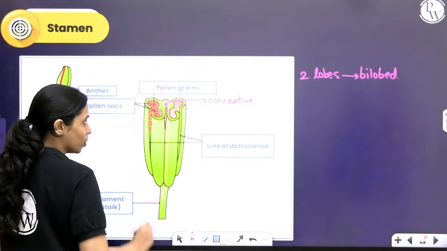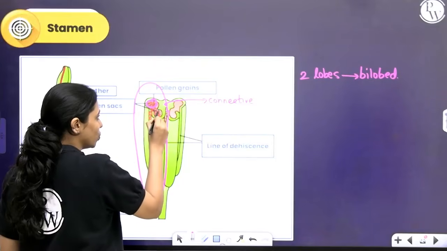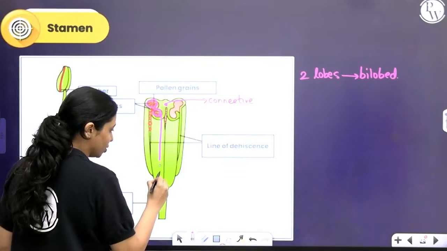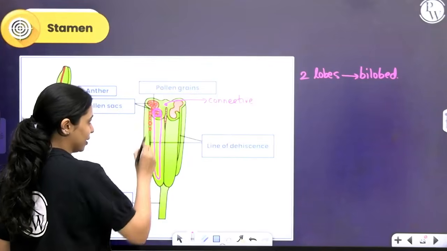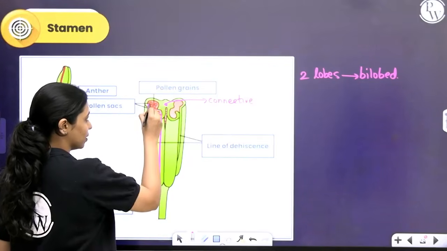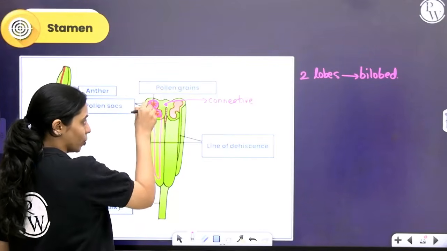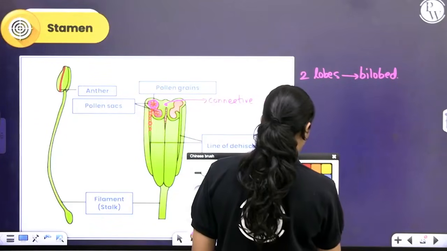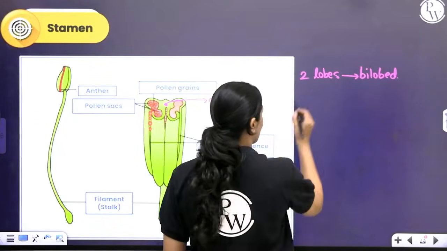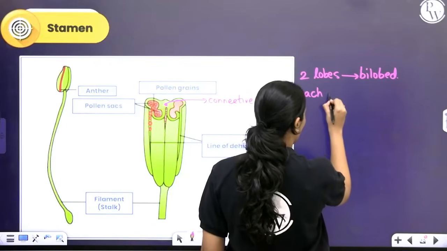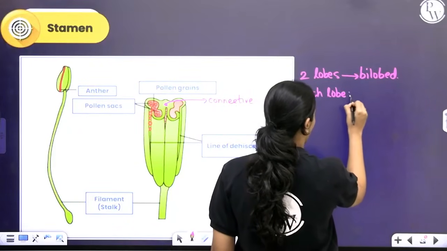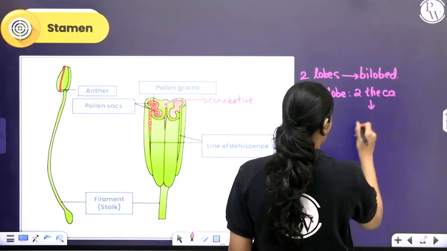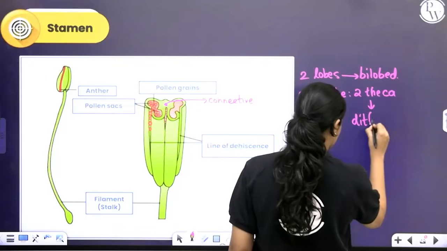Within each lobe, you can find two cavities or chambers that run throughout their length longitudinally. So this is one and this is the other. Within each lobe, you can find two of them. These cavities or chambers are called theca. So in each lobe, you have two theca. So we can say it is diathecous.